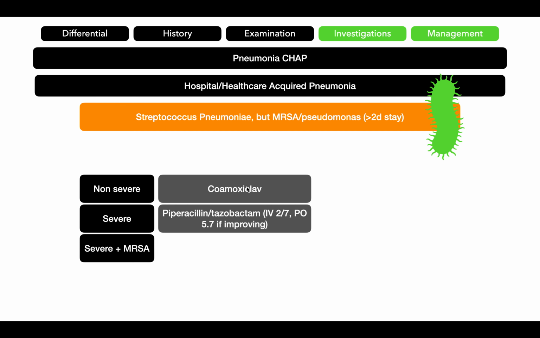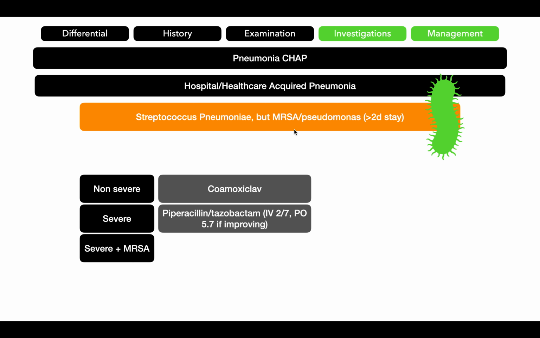If it's severe, you're going to step it up to Pip and Tazo, and you're going to do this for a week in the following way. You're going to do IV for 2 days of Pip and Tazo. If they show chest x-ray and or clinical improvement, drop to oral for 5 of 7 days if they're improving, and that's your week. If not, keep them on IV until they improve, inform microbiology, and step it up.